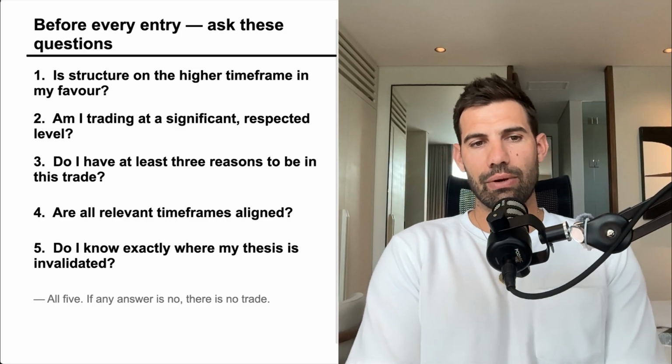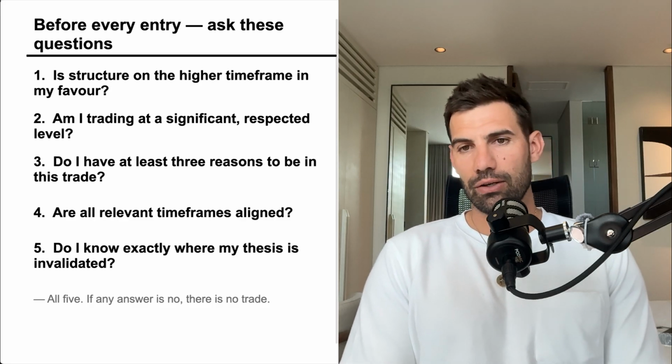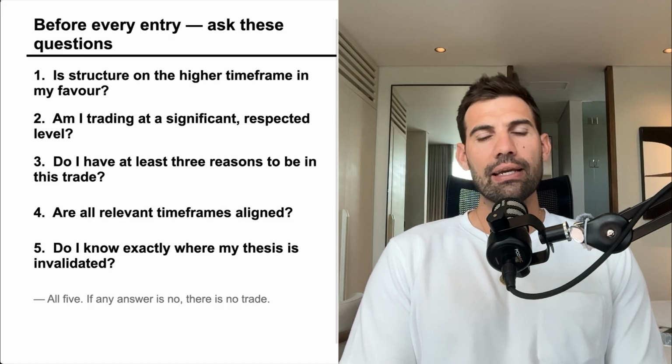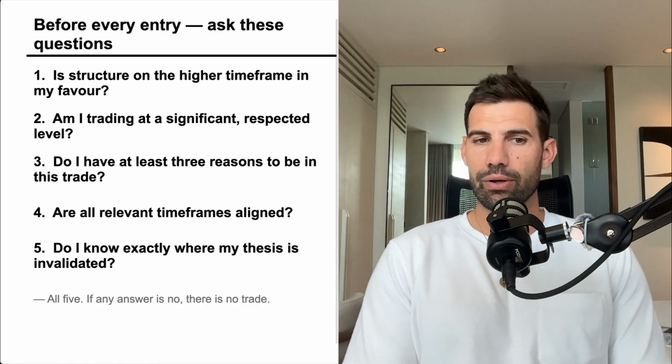Do I know exactly where my thesis is invalidated? I've got my stop loss set, I've got my TP set, but where am I looking to exit this position manually if my thesis is no longer valid, if the trade is now invalid? Do I know where that is?